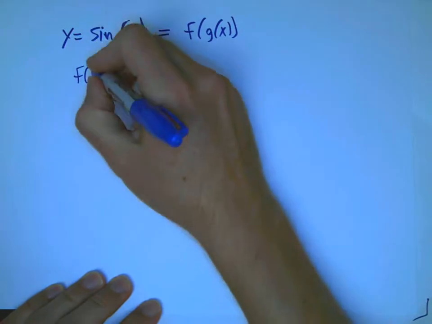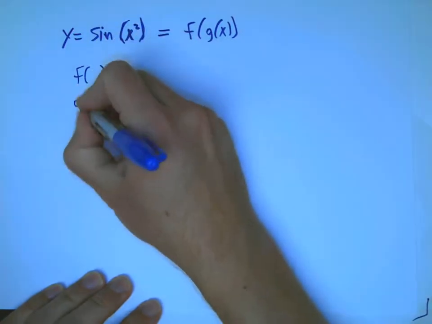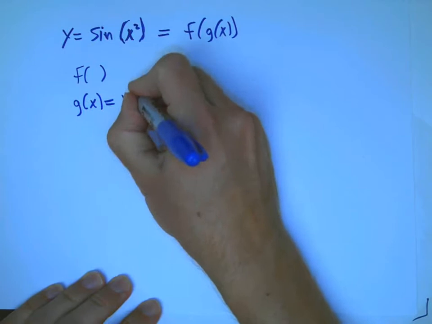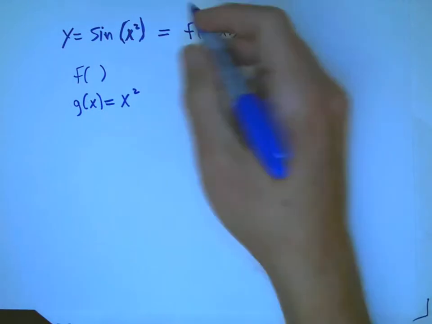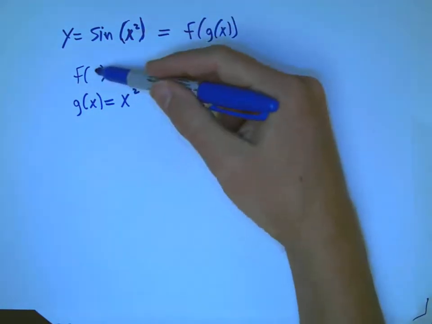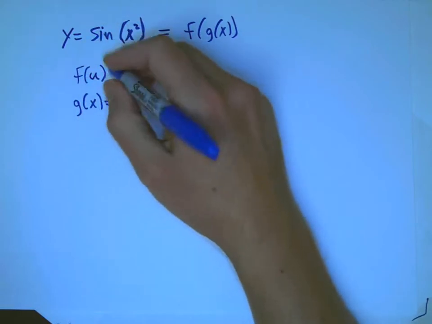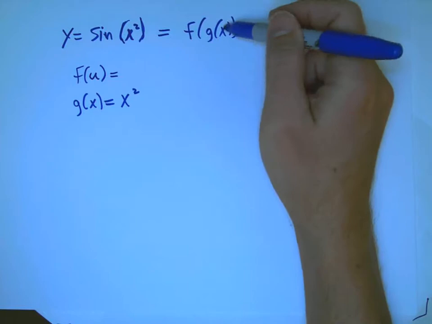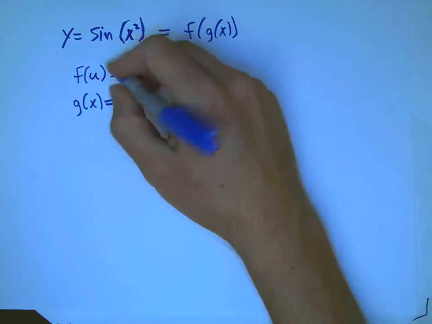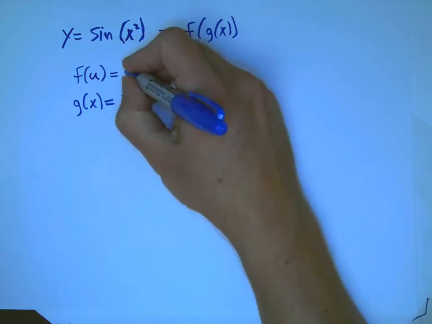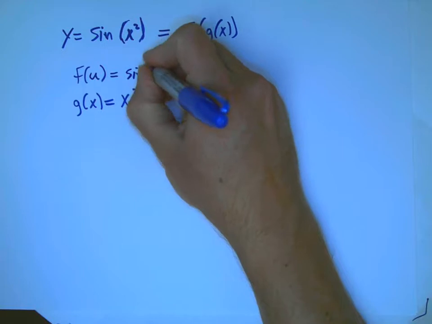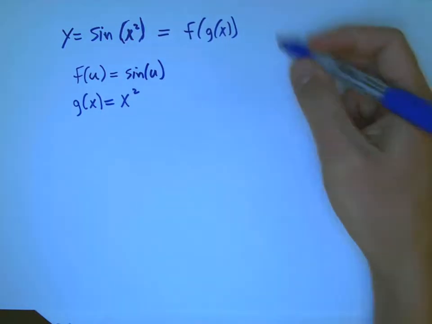where actually, let me do g first. G of x is equal to x squared. That does the inner function. And I'm going to purposely use a different variable for the input of f, because it's very often very useful to have a name for the result of the intermediate calculation. And let's say f of u is sine of u.